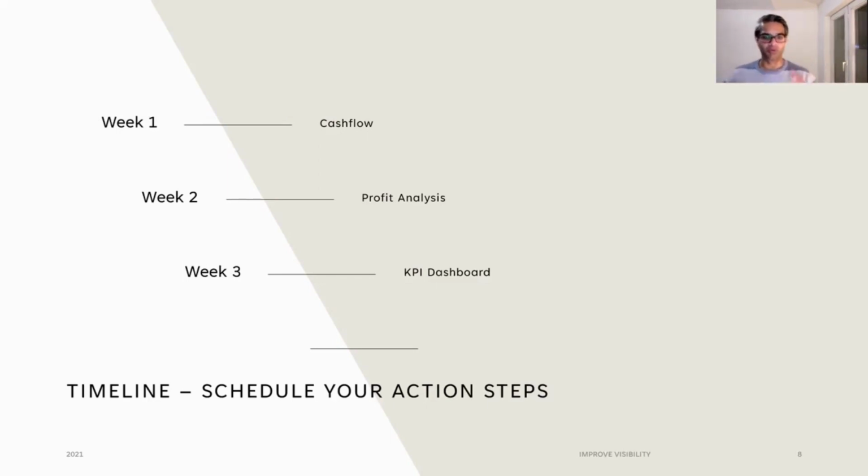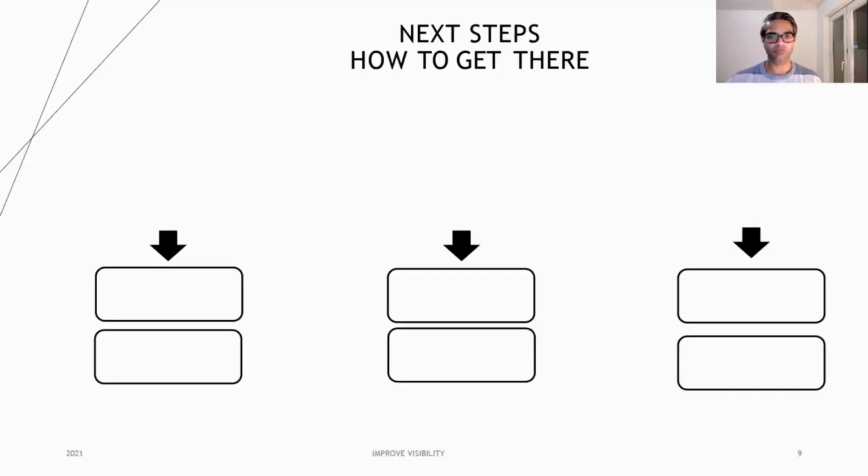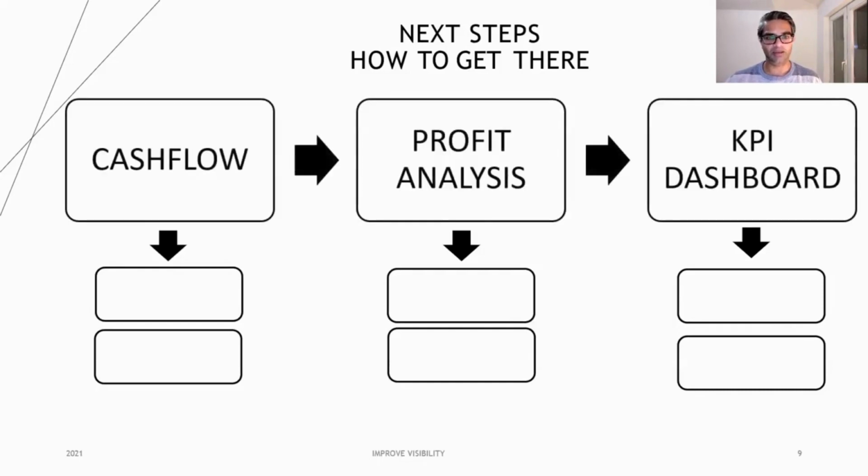All right, because it's really important that we schedule this stuff in. Otherwise, if we don't schedule it in, we're just constantly chasing our tail. It never happens. We need to make sure that this is scheduled into our diary, so we've got a plan. All right, so let's talk through some next steps on how to get there. We know we need to work on our cash flow. We need to do a profit analysis and create a KPI dashboard.